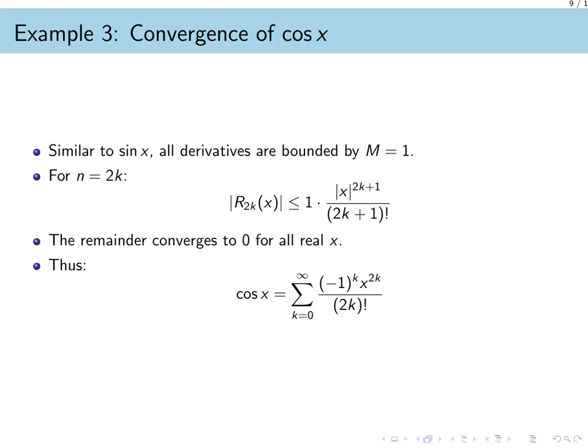As we established previously, this expression goes to 0 as k approaches infinity, regardless of the value of x. This means the remainder vanishes, and the series converges to the function itself. Therefore, the Maclaurin series for cosine x is valid for every real number x.